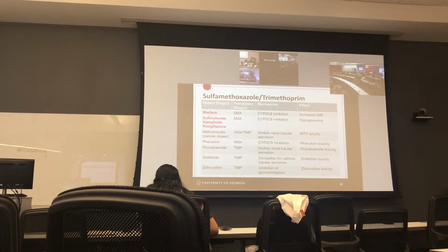And this could be very significant. I've seen actually a patient admitted to the ICU who was on a sulfonylurea, I believe they were on glipizide. They received an interacting drug and ended up in the ICU because of hypoglycemia. So it can be very significant.